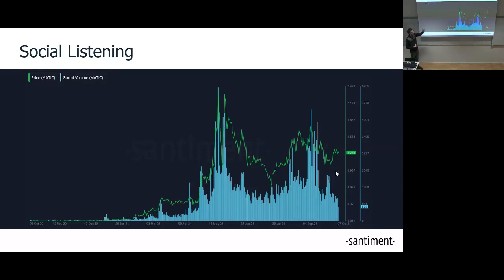It also points, these massive spikes in social volume point to a period in time where everybody is aware of the rally. So there's also going to be less buy-side pressure moving forward, which is potentially going to negatively impact the price of a coin.